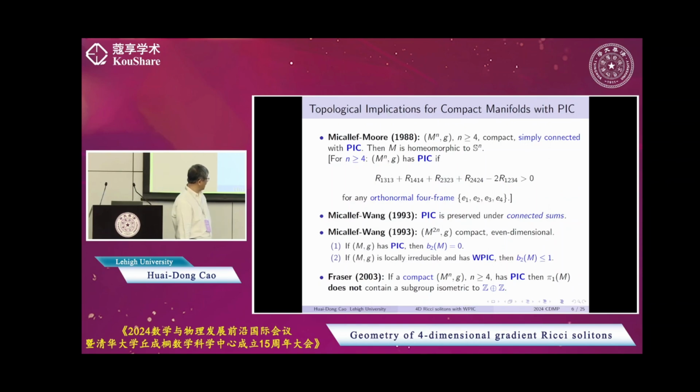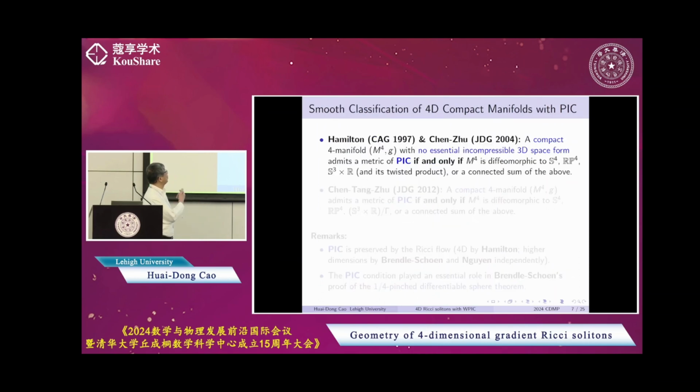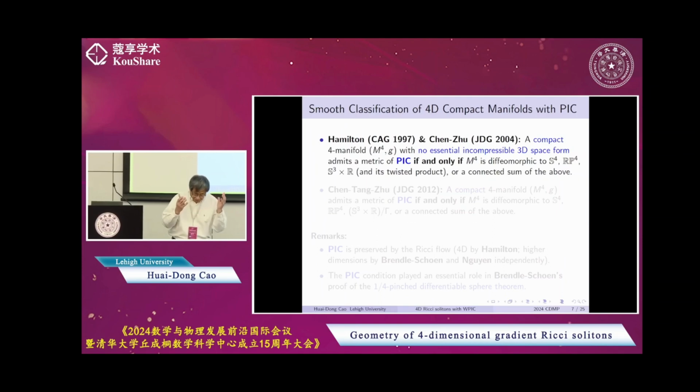And of course, now we have a complete understanding of the compact 4 manifold with PIC condition, thanks to the works of Richard Hamilton and then Bing-Long Chen and Zhu and his colleagues. So in 1997, Hamilton initiated the surgery in the Ricci flow case in the 4 dimension. And of course, Perelman adapted and modified it to make it work for the 3-dimensional case.